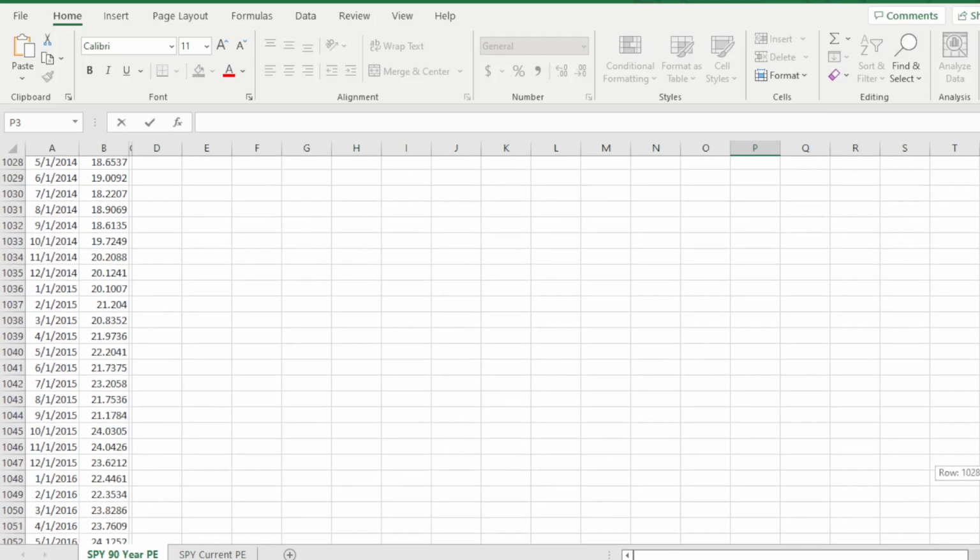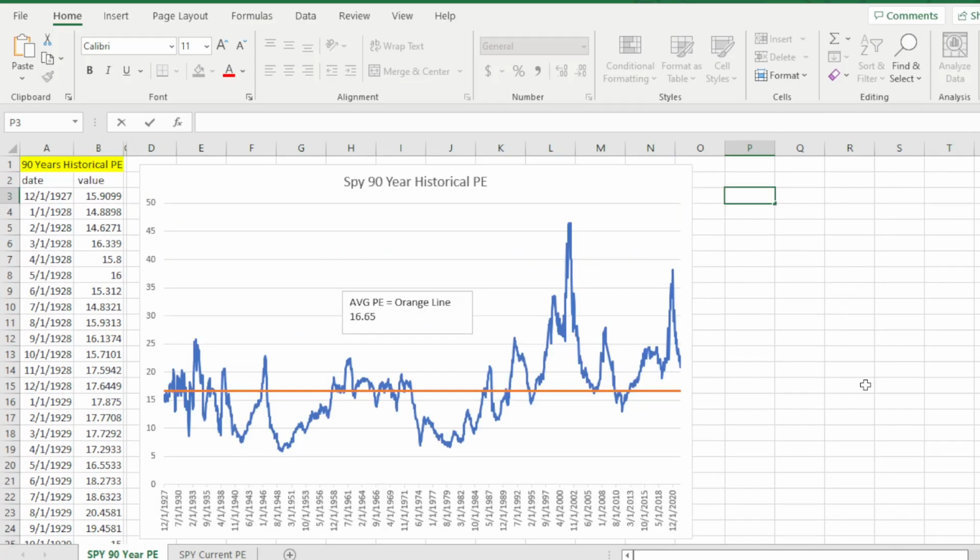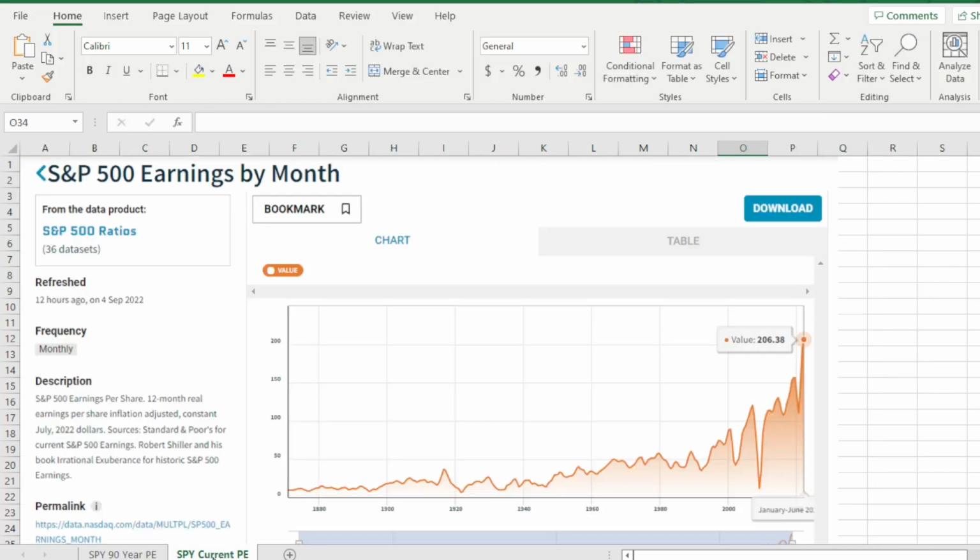So when I do go ahead and average all of this out, you guys can see this bottom line. The average PE ratio is 16.64. If I round that up, that's 16.65. So here, going back to this chart, this orange line is essentially the average PE ratio, which is 16.65. And then you guys can see right about now, it's saying that as of 4-1, this is sitting at 20.83, but 4-1 is a while ago. That's April. So I went ahead and grabbed more recent data right here.